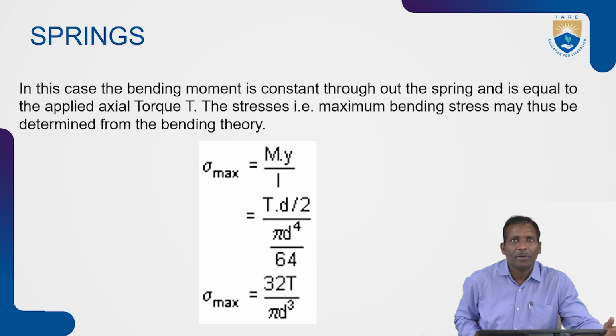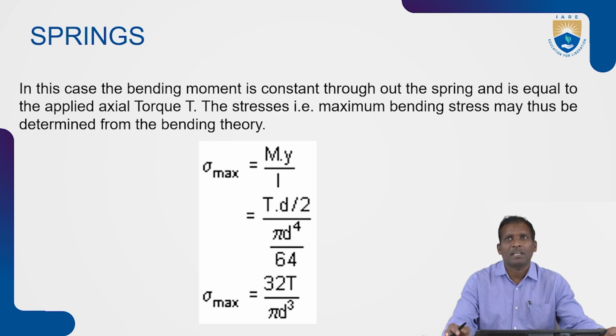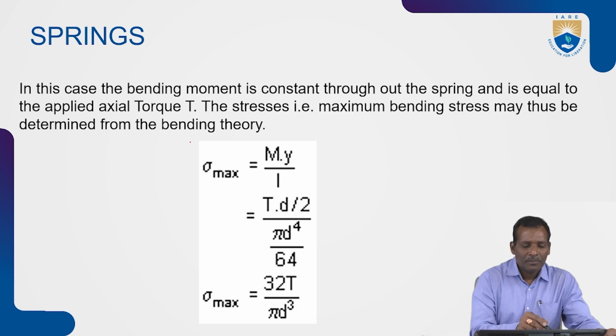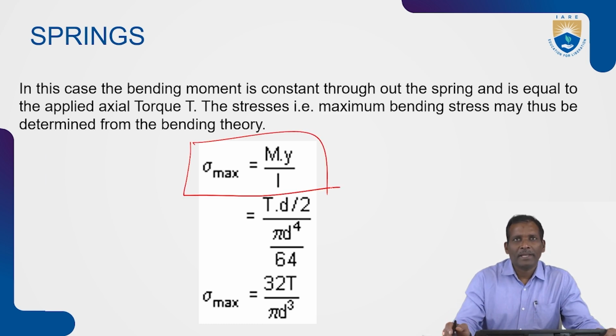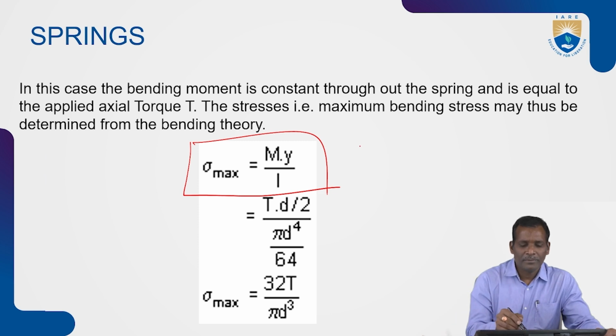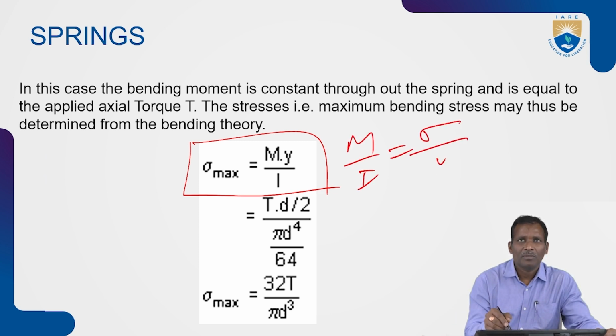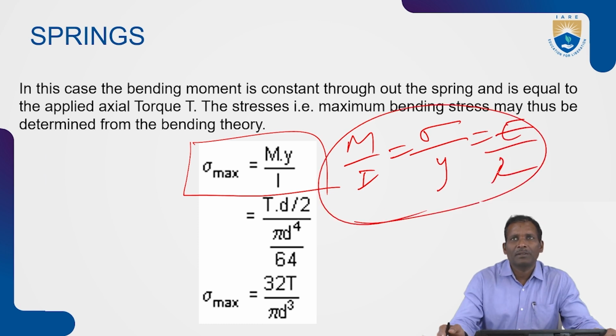Next, in this case, the bending moment is constant throughout the spring and is equal to the applied axial torque T. The maximum bending stress may thus be determined from the bending theory. So sigma max is equal to M y by I. M by I is equal to sigma by y is equal to E by R. This is the bending equation.